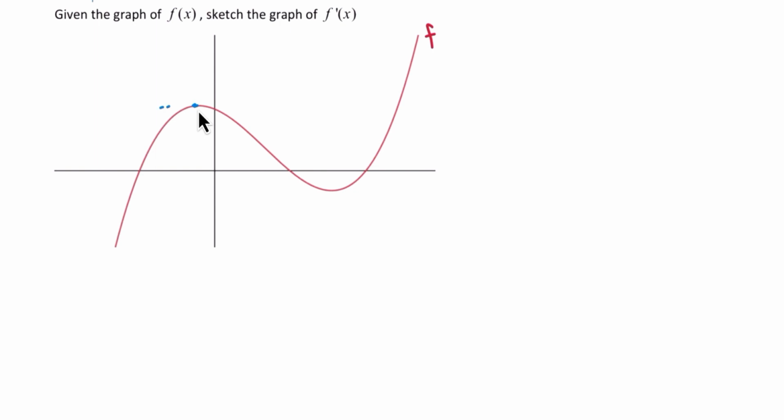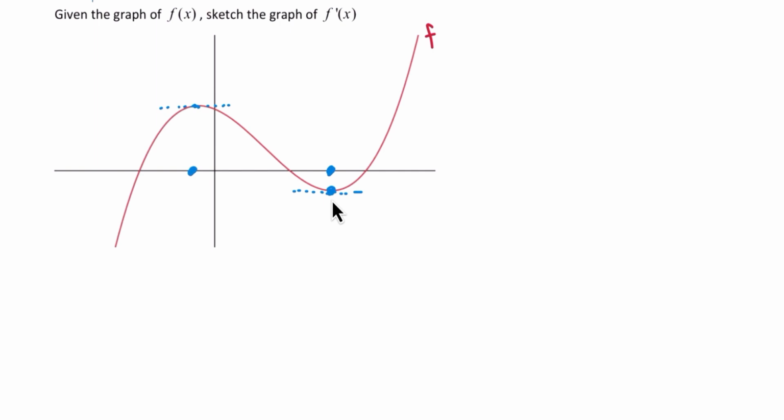Notice that this maximum has a horizontal tangent. The slope of that tangent line is 0. Since it's 0, we're looking at an x-intercept on f prime. We can also come down here and look at this dip in the graph of f. It has a horizontal tangent line. The slope of that tangent line is 0 at that point, which means we have another x-intercept of f prime.